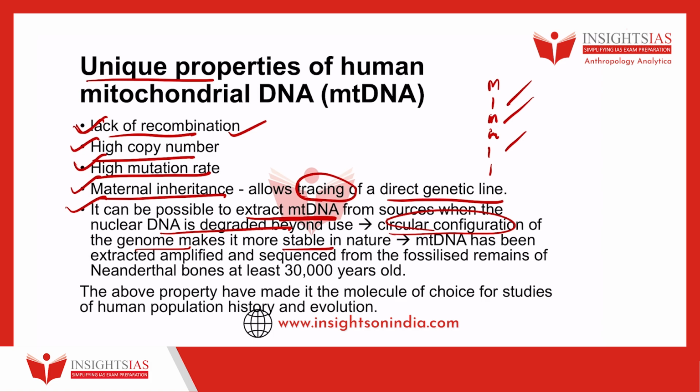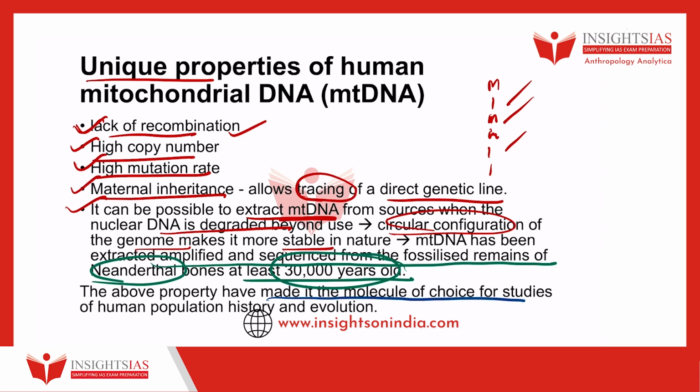See, for example, mitochondrial DNA has been even extracted and amplified and sequenced from fossilized remains of Neanderthal, at least 30,000 years old. Just imagine, even as old as 30,000 years, a DNA fragment of mitochondria has been preserved. So that is why it is very unique. So it has more stable maternal inheritance, high mutation, high copy number, and lack of recombination. The above properties have made it a molecule of choice for the study of human population history and evolution.